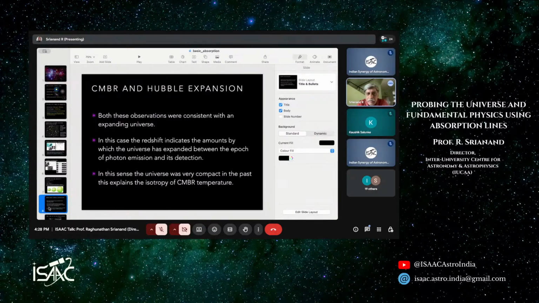Okay, so this I wanted to emphasize because even today we have a misconception that Hubble flow means there is a large velocity, galaxies moving with large velocity, which is not true. Actually, galaxies move with some velocity, but whatever shift we are seeing is not connected primarily with the motion of galaxies in the universe. Okay.